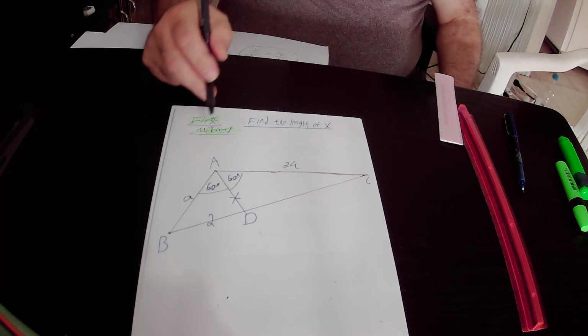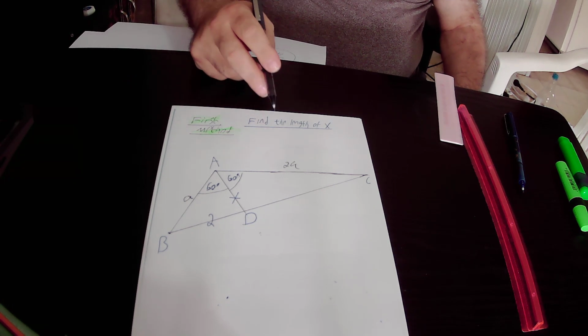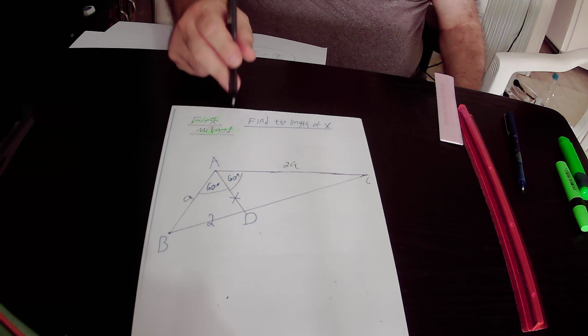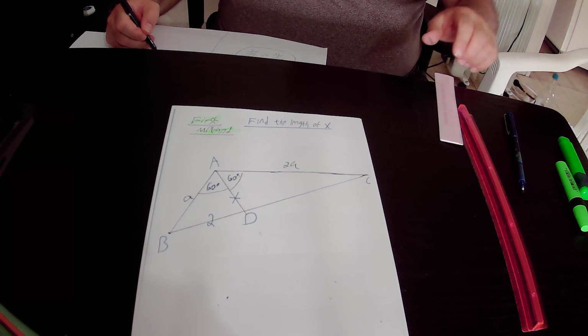So actually AB equals A, so we substitute AB by A. AC equals 2A, we substitute AC by 2A. And it is equal to BD. BD equals 2 units according to what is given in the question, over DC, the missing segment. So we leave it as it is.